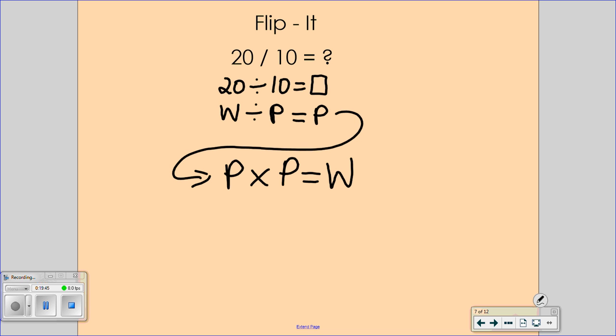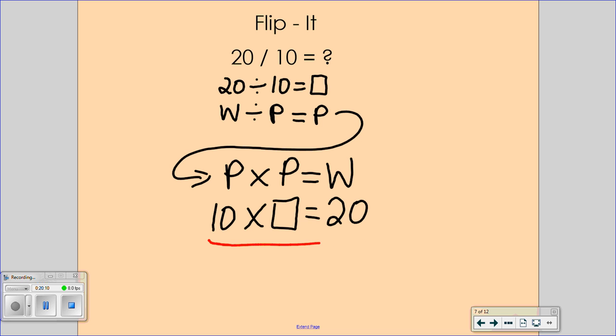Let's fill in our parts and our whole. What's the first part I could write? Sam? I could do 10 times, our other part is box, equals 20. For a lot of you, this multiplication equation is a lot easier to solve in your head than that division equation. And that's totally fine.